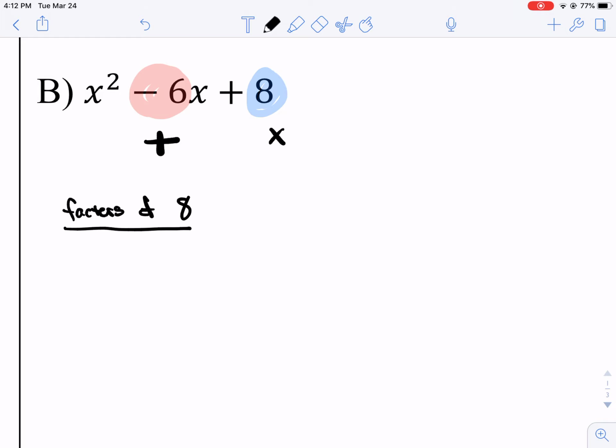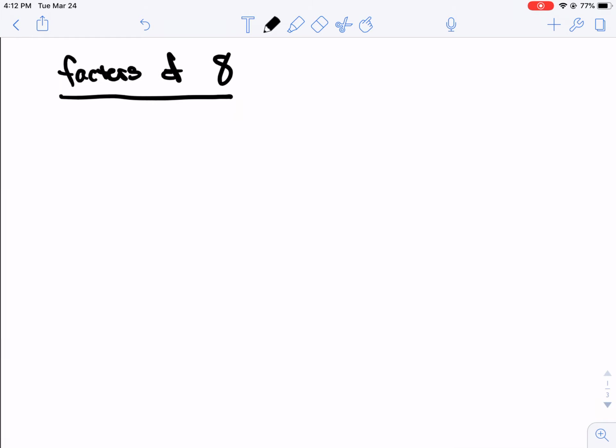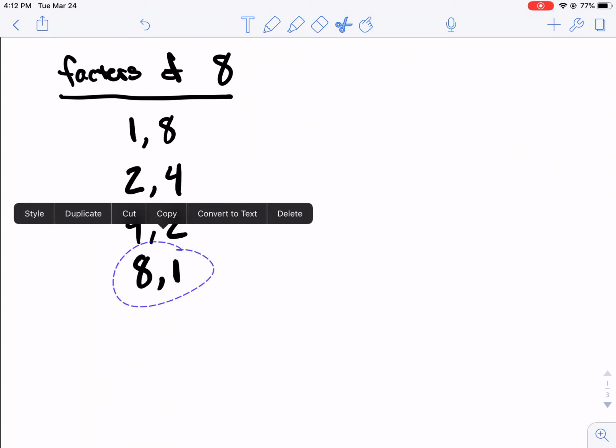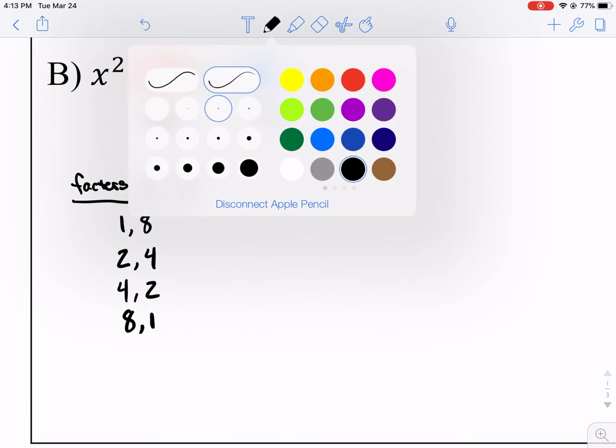Now to make sure I have all the factors, I'm going to go through a bunch of numbers and see if 8 is divisible by them. So 1 times 8 is 8. 2 times 4 is 8. 3, nope, that doesn't work. 4 times 2. 5, no. 6, no. 7, no. Oh, 8 and 1. Okay, cool. So here are all our factor pairs of 8. Awesome. Now let's see what they add to.